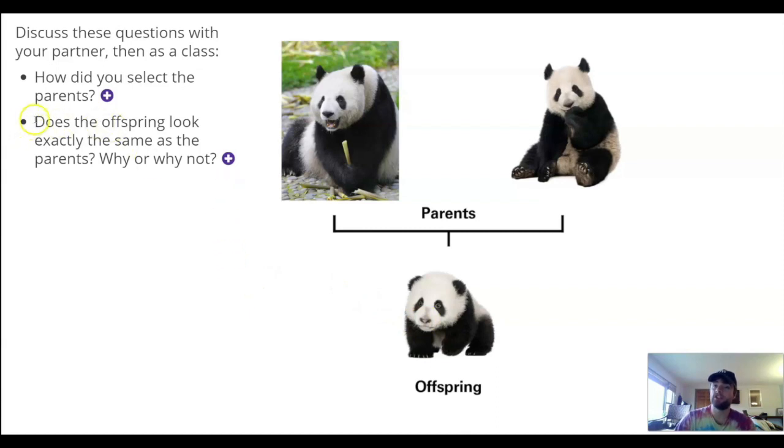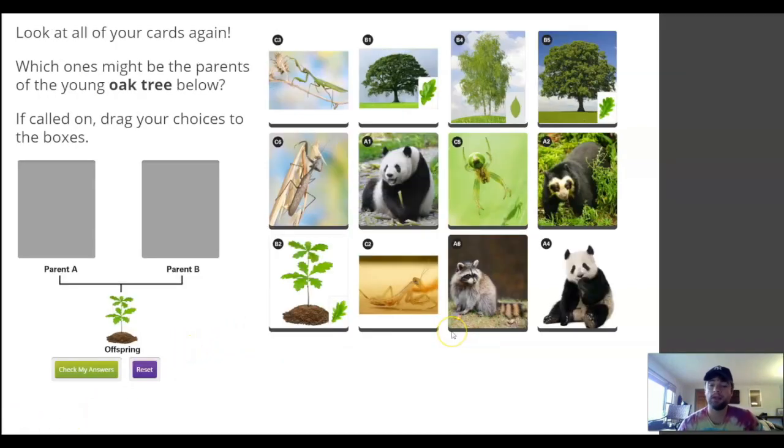And then the next question is, does the offspring look exactly the same as the parents? Why or why not? And that's another one you can fill out in Google Forms. Let's do another one together. So look at all the cards again.